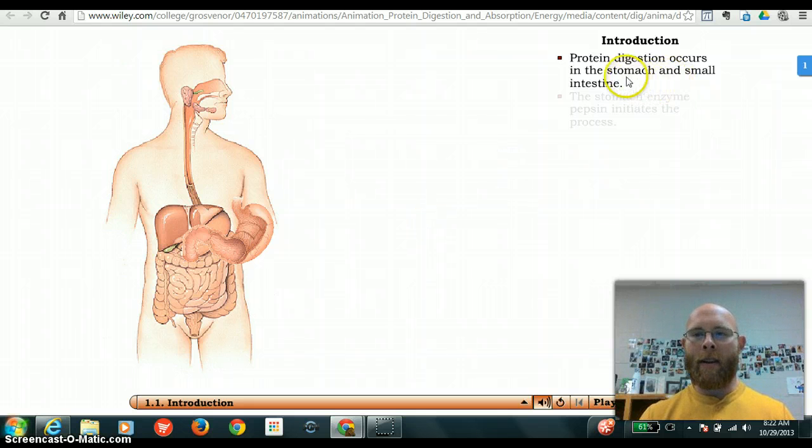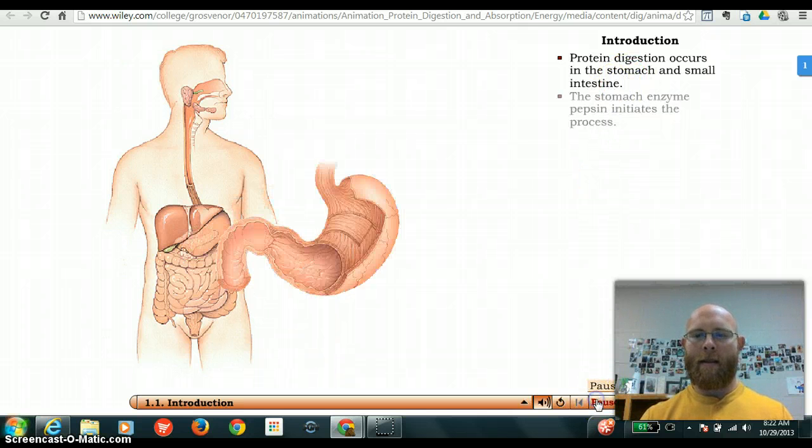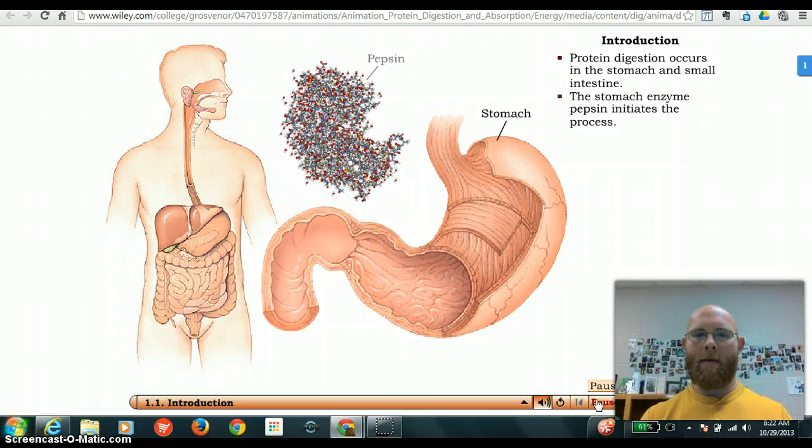So like I said, protein digestion starts in the stomach and the small intestine. A stomach enzyme initiates the process by fragmenting proteins into peptides. There's a function right there. You may need to replay it, but it tells you what pepsin does. There's the first enzyme that comes into play during protein digestion. Pancreatic and intestinal brush border enzymes complete the digestive process.